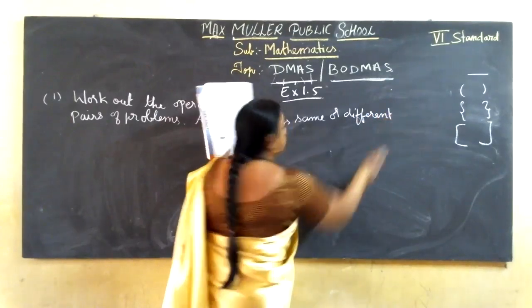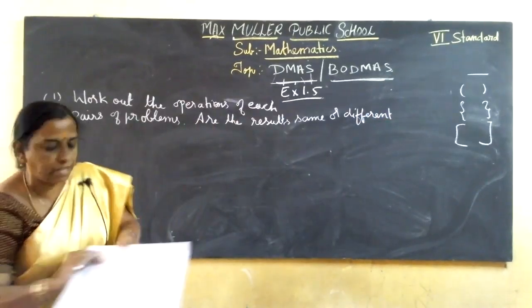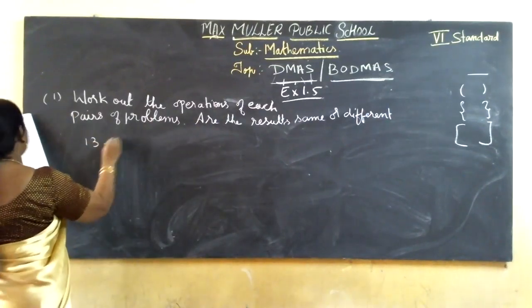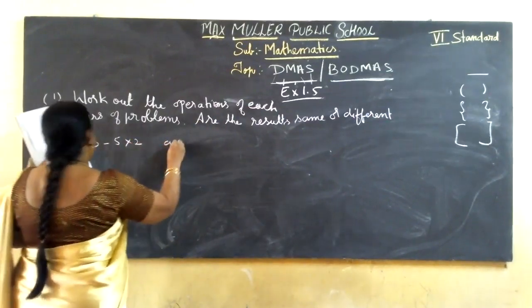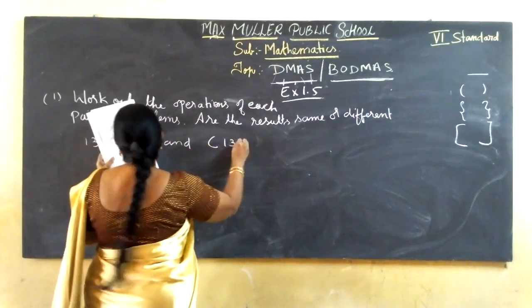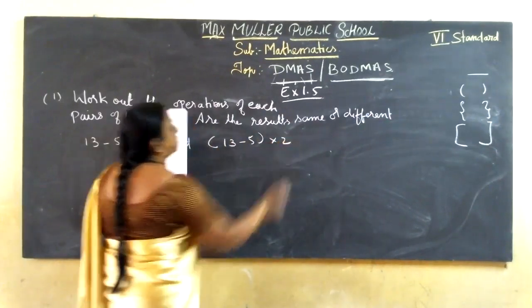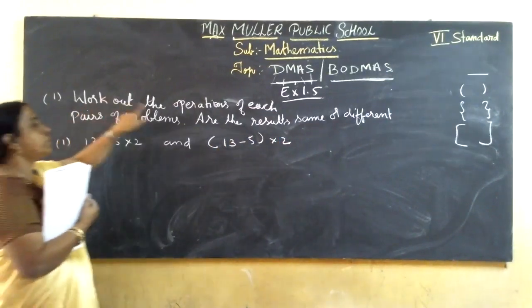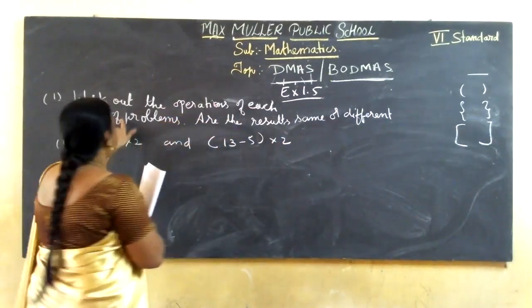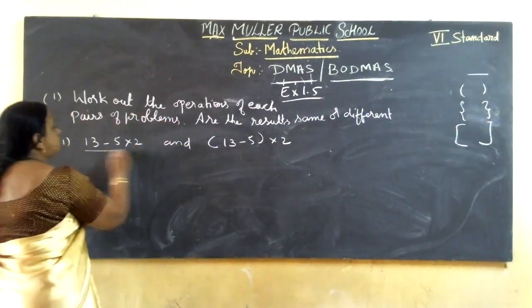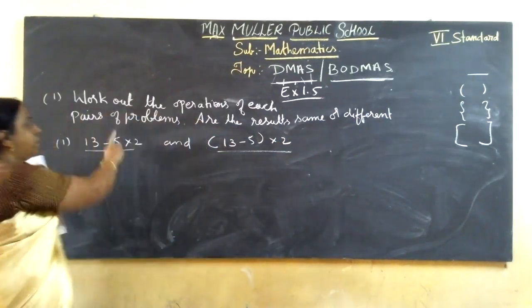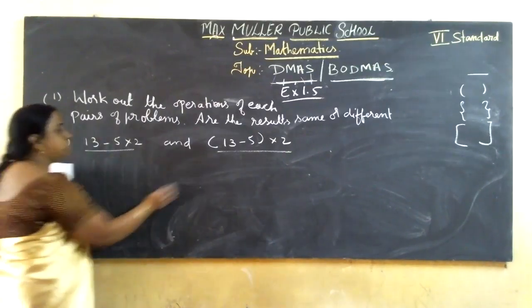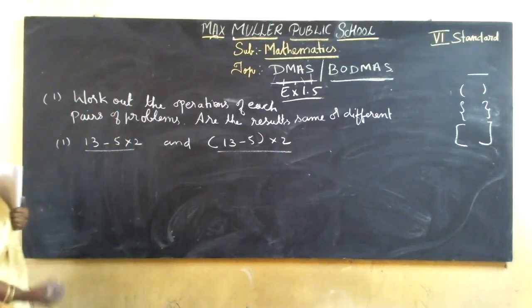See here in this question, I'll write the question and I'll read again. 13 minus 5 into 2, and open the bracket 13 minus 5 close bracket into 2. So this is question number 1. Now I'll read the heading. Work out the operations of each pair of the problem. Two are given, this is 1 and this is 1, so 2 are given as 1 pair. Are all the results same or different? So you should solve both the sums and see whether the result is same or different.